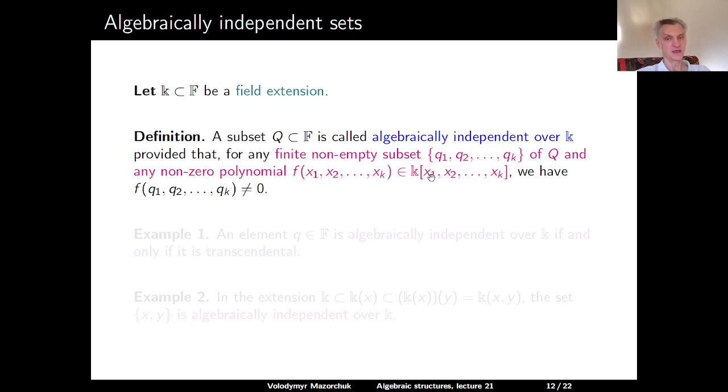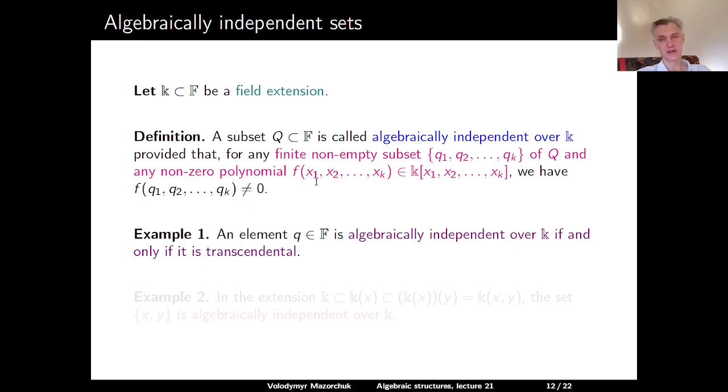So if we insert instead of these variables our elements q1, q2, and so on qk, we should get something non-zero. So the evaluation of any polynomial in any finite set of our variables should be non-zero. For example, one element is algebraically independent if and only if it is transcendental. So the notion of transcendental element is exactly the notion of algebraic independence for one element.